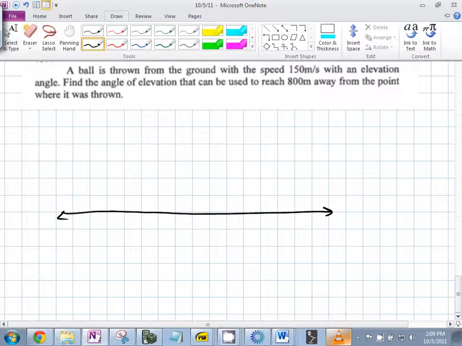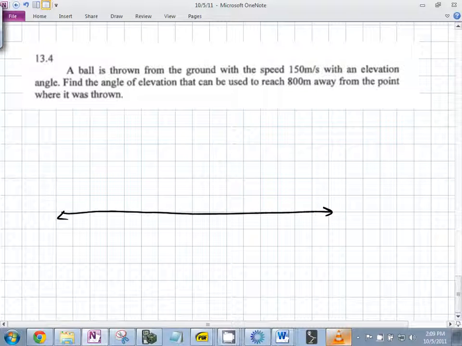Do we have an idea what theta is? No, but we know that the initial magnitude is 150 meters per second, right? And we know that this thing hits at, let's call this, delta X.